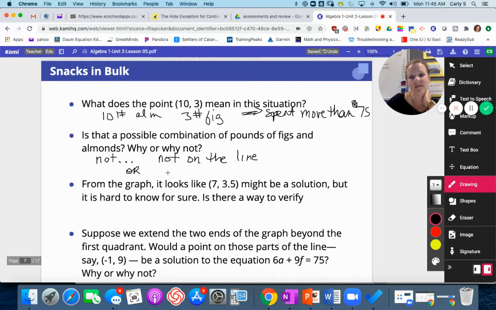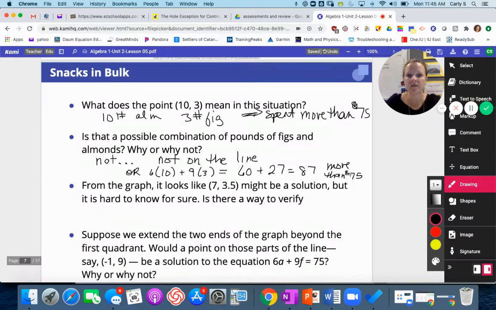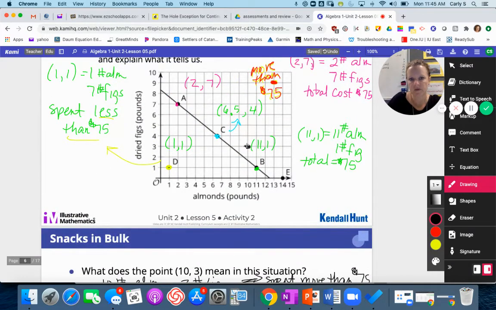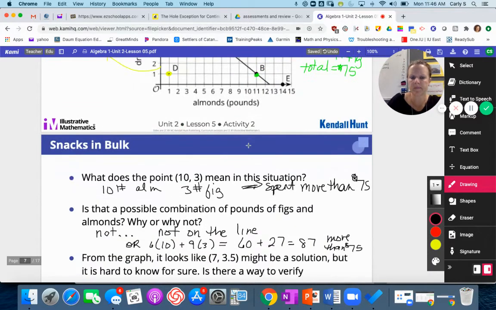Or because it's $6 per pound and $9 per pound. I think that's what the equation is. Let's look. 6 and 9, yes. So if I do 60 plus 27, that's 87. That's more than 75. If you go back to the graph, you'll see that's this point right here, and it's above the line, so it's too much money.